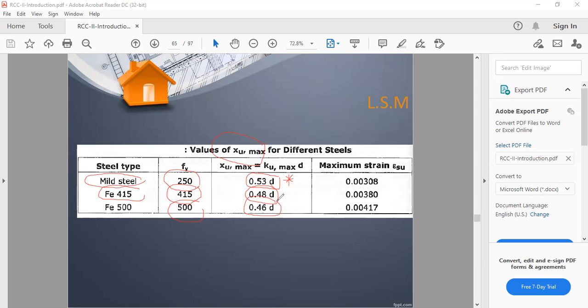And what is the maximum strain epsilon su if we consider similar triangles? The final values are 0.00308, 0.00380, and 0.00417. The maximum strain value goes on increasing. But if you look at your Xu max, this multiplying factor decreases: 0.53, then 0.48, then 0.46. So 0.53 for 250, 0.48 for 415, and 0.46 for 500.